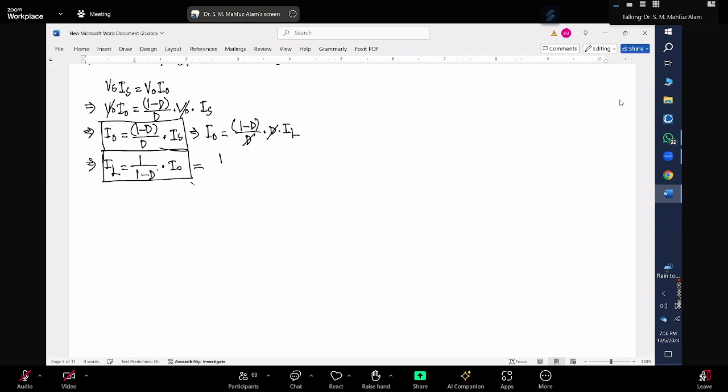So here we can also write, if my D is greater than 0 but less than 1, you will find that your IL is always greater than I naught, right? What is your operating point of D? It should be greater than 0 but less than 1, right? Yes, sir. So for any value in that range, your IL is greater than I naught, right?